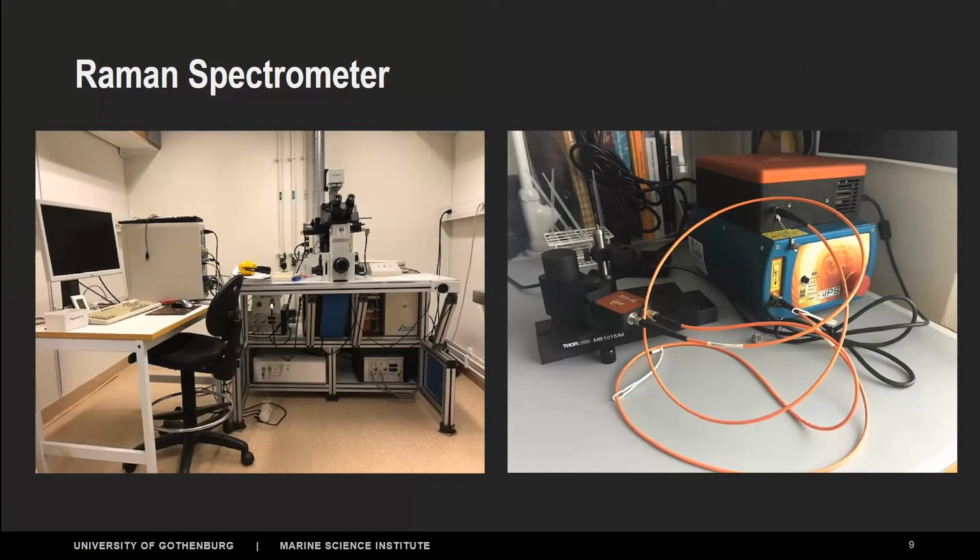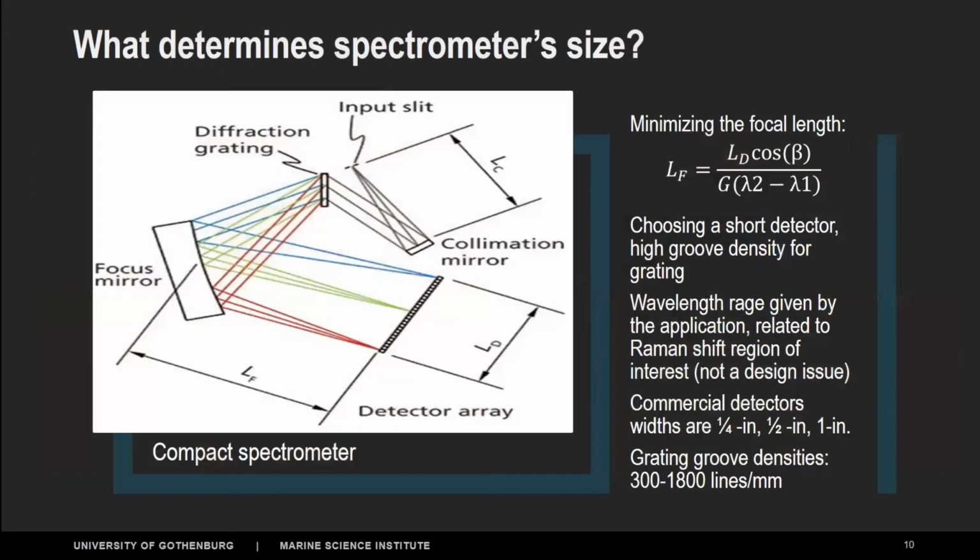So that little thingy, 30 by 30 by 30 centimeters, can theoretically be minimized to 30 by 30 millimeters. So we can really go down in size with the spectrometer itself. The laser as well can go a lot down in size, and then everything can be incorporated in one unit. So how do we minimize this size?